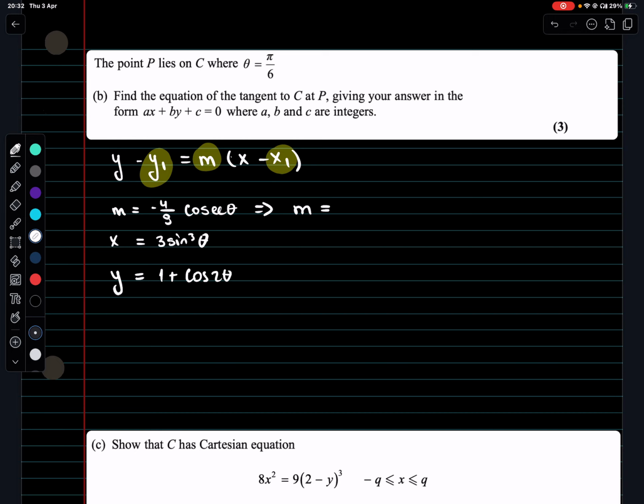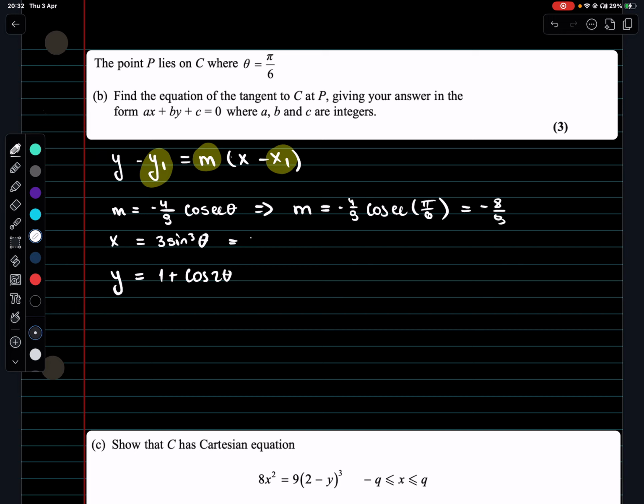Okay, so whenever theta is pi over 6, that will give us the gradient of the tangent line at this point as -4 divided by 9 cosecant of pi over 6. So be careful with this, and then you're going to be getting the gradient as -8 divided by 9. You can use the calculator for this part.